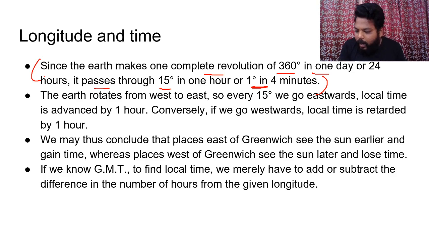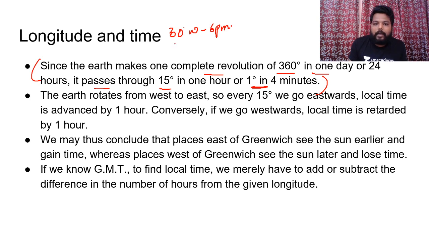Clear? One more. Okay. Yes, Manoj Kumar, Vijayvardhan Reddy, Govinda Reddy. Yes, one more: see, I'm writing it here. If the time at 30° west is 6 p.m., what is the time at 85° west? Please calculate it. Everyone, please calculate it. Time at 30° west, 6 p.m. Time at 85° west. First, decide whether you have to subtract or add, then calculate it.